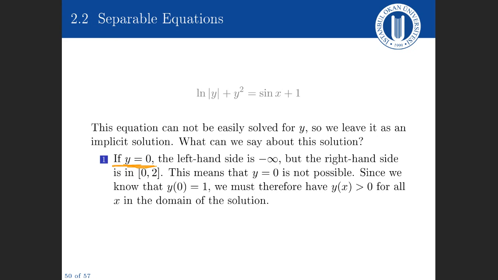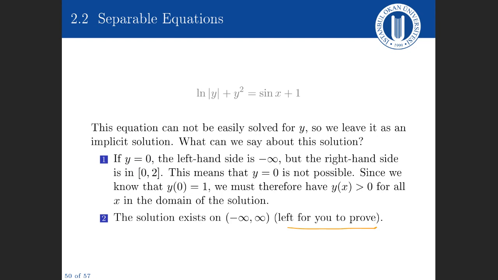We know that y is positive at least at one point. We know that the solution needs to be continuous. If it's positive at one point and continuous, and it can't ever be equal to 0, then it must be positive everywhere. It's possible to show that the solution exists on the whole real line, but I'm going to leave this for you to think about.